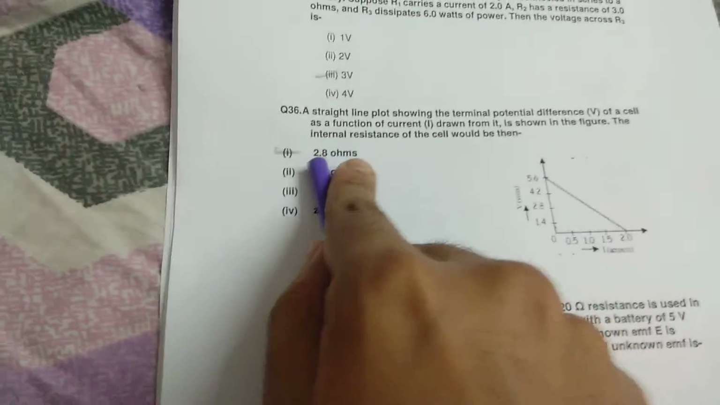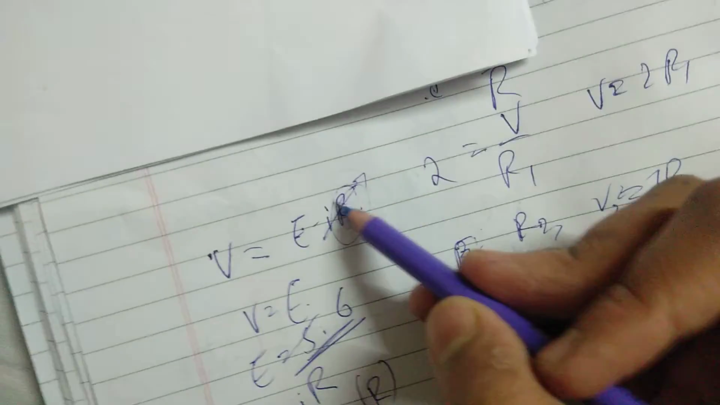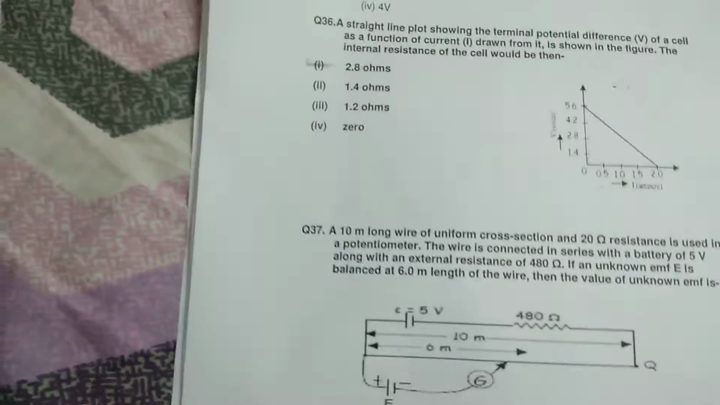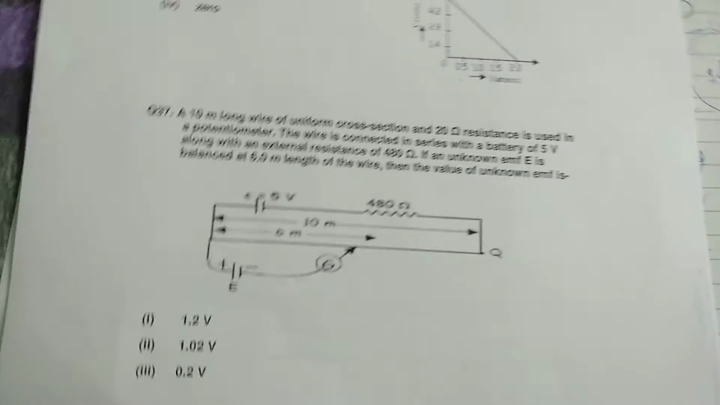They are asking for the internal resistance, so actually we should write small r. So 5.6 by 2 is 2.8. So that is our answer, 2.8 ohms. Pretty simple. Next is this.